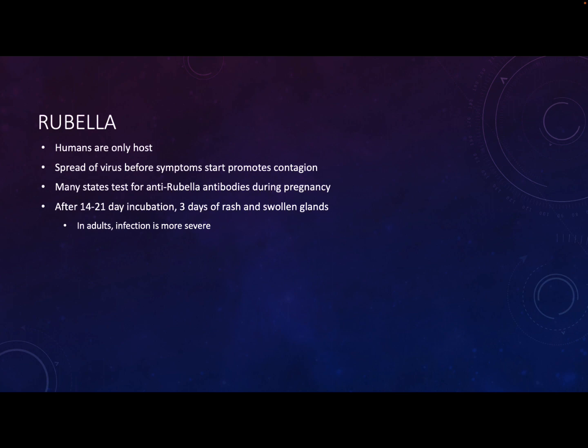Because of how dangerous this virus is during pregnancy, many states routinely test for anti-rubella antibodies during pregnancy. Now, rubella is the R of MMR, so measles, mumps, and rubella. Of course, the assumption is that if a patient has been vaccinated, they should have antibodies. But sometimes, even if they've been vaccinated, the antibodies can wane. Maybe the memory response wasn't as good as we want it to be.